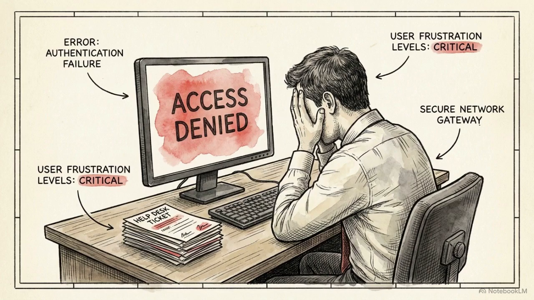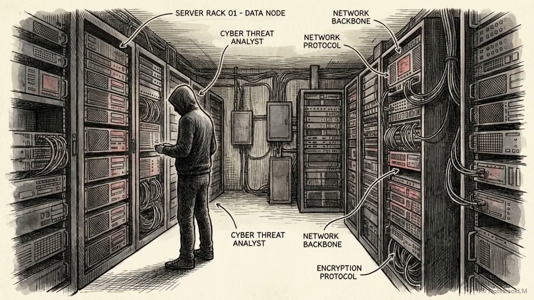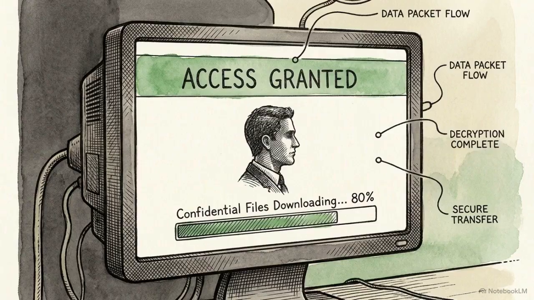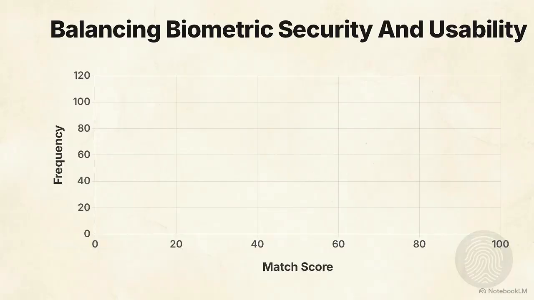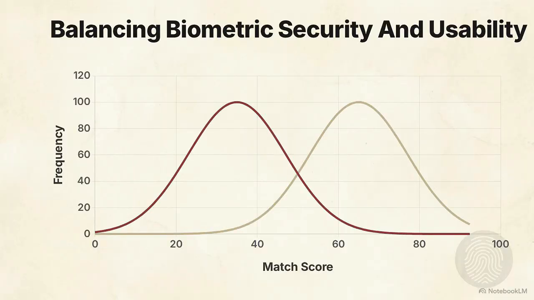and help desk overhead. The second vector is the false acceptance rate, or FAR. This is a type 2 error where the system authorizes an imposter. In an enterprise environment, a single false acceptance is a definitive security breach. This graph displays the mathematical tension between these two errors.